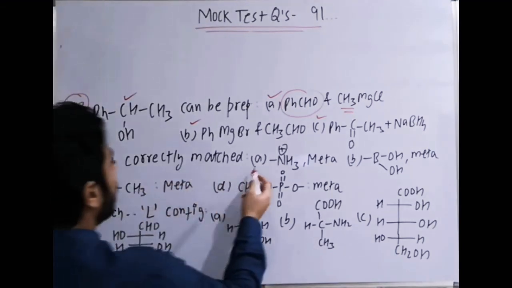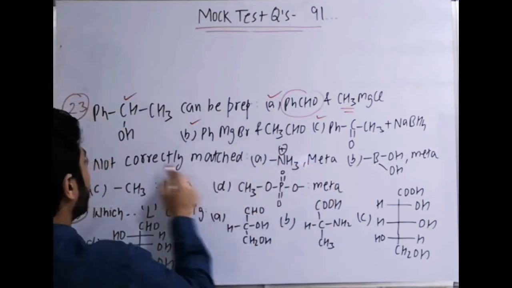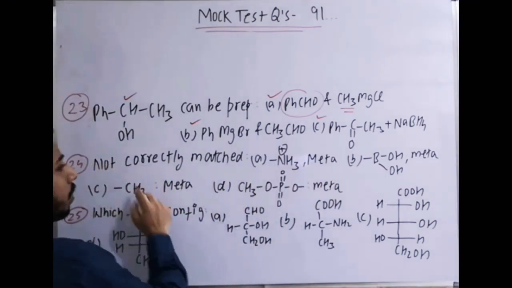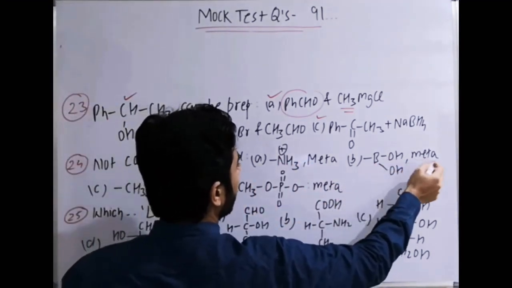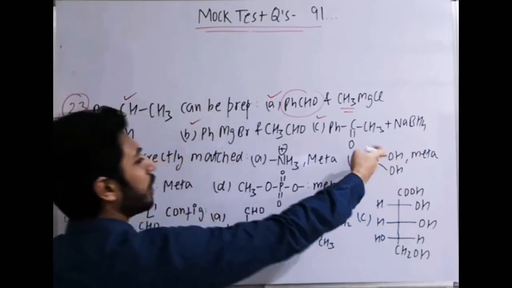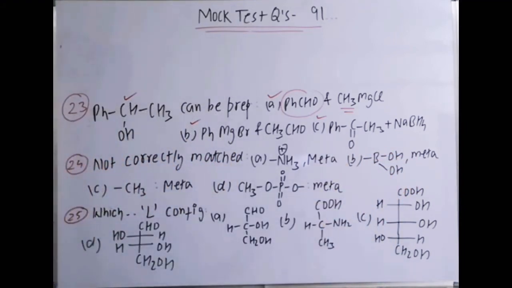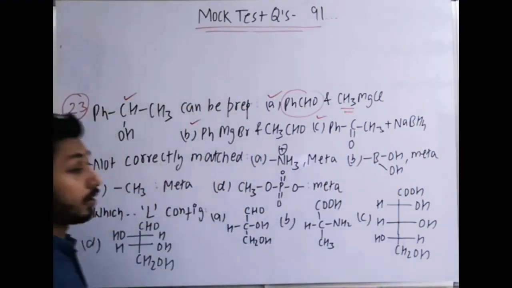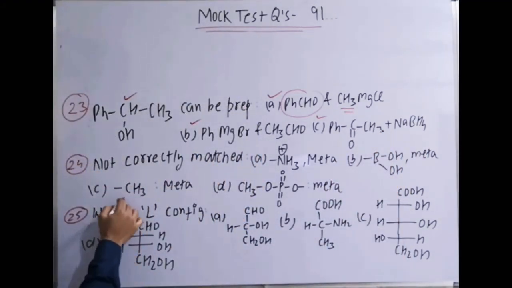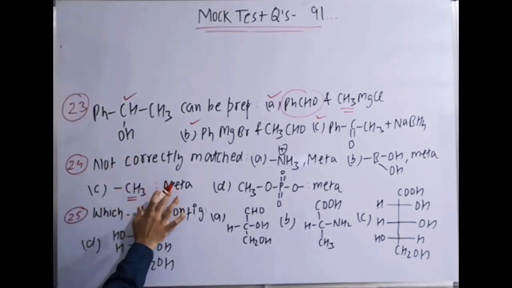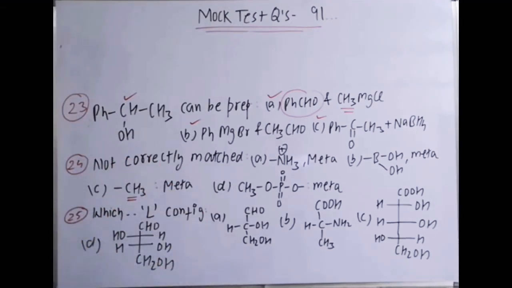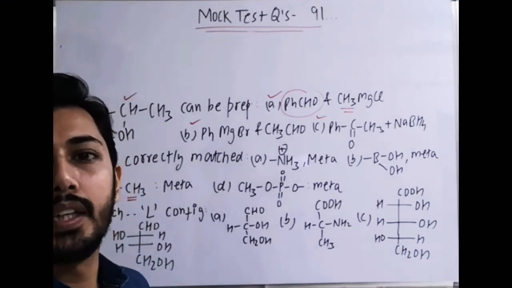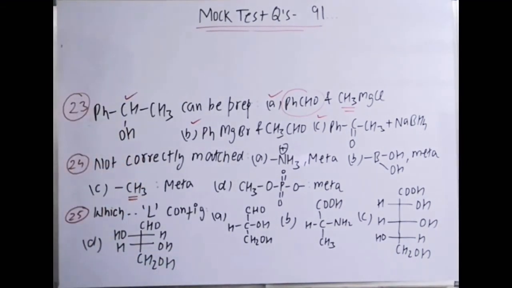Okay, next: not correctly matched. We know NH3 plus is a meta director. Yes, it is correctly matched, but the question is which is not. Then B(OH)2, meta director. Yes, we know that boron is electron deficient. You can clearly see it will accept electrons. Electron deficient species on conjugation means meta director in the benzene ring. Then CH3, clearly we know, we used it in several questions, it is ortho para directing, so it is not correctly matched, no doubt.